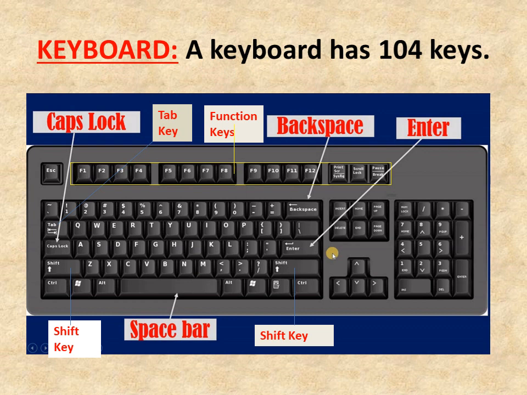Keyboard. A keyboard has 104 keys. Now you can see here in the picture, a keyboard has different kinds of keys like caps lock key, tab key, function keys, backspace key, enter key, shift key and spacebar key. So let us learn about them.